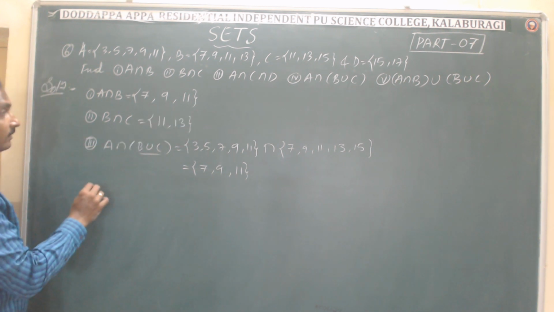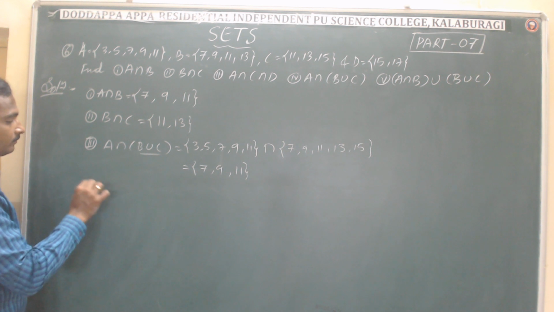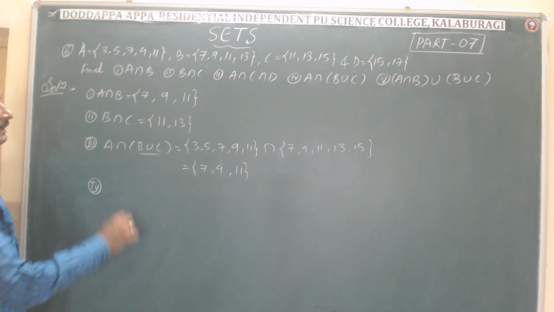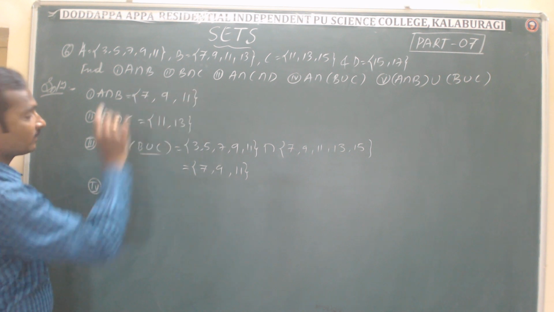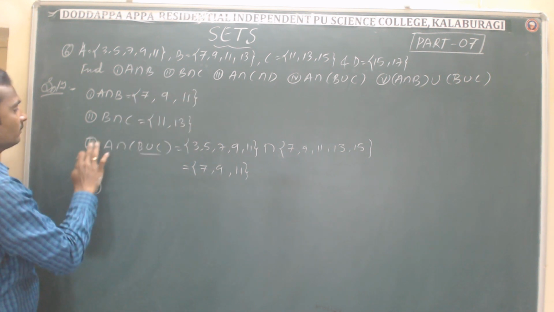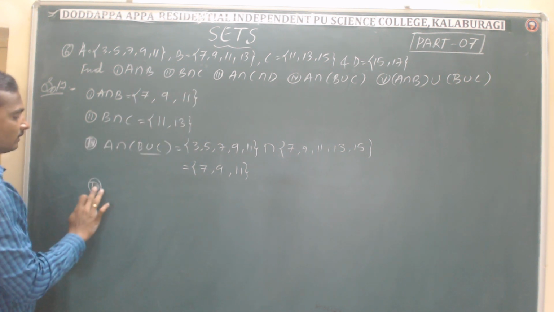Let's go for the fourth one, A intersection, that is this one. We did this fourth one. So let's solve this third one.